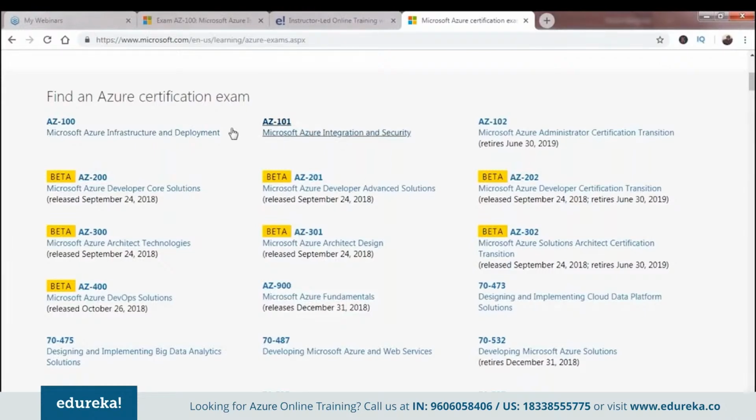If you take a step further, once you clear this certification, you can take this one as well. Microsoft Azure integration and security is the other one. So it focuses on something else. So you can see that the content is divided and intent is role specific. So yes, this simplifies the job in a lot of ways.